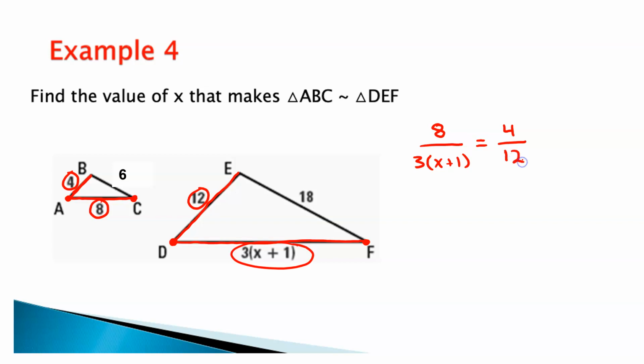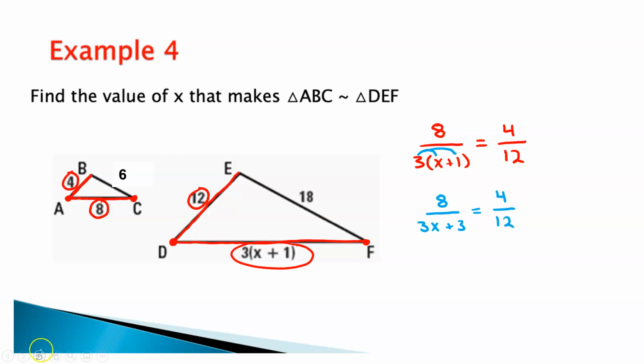All right, so we have to solve this now. It is going to take a little bit more work, but let's distribute. Before I can cross multiply, I have to distribute the 3 in the denominator. 3 times x and 3 times 1. The top just stays the same for now. It's 8. But what's 3 times x? That's 3x. What's 3 times 1? That's positive 3. And this is still equal to 4 over 12.